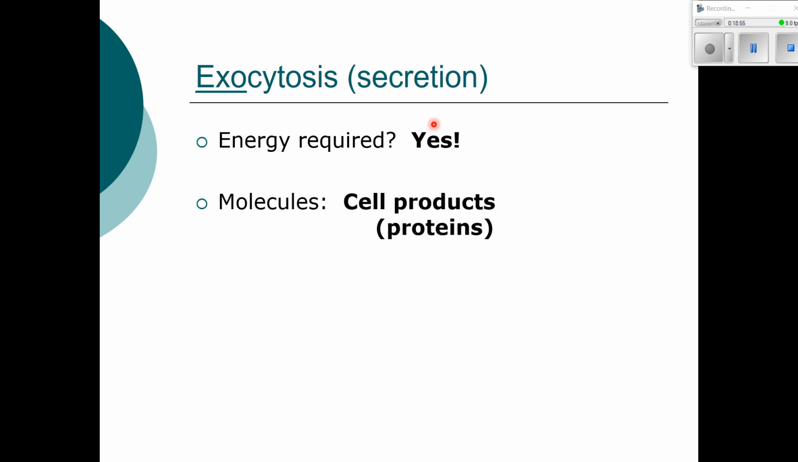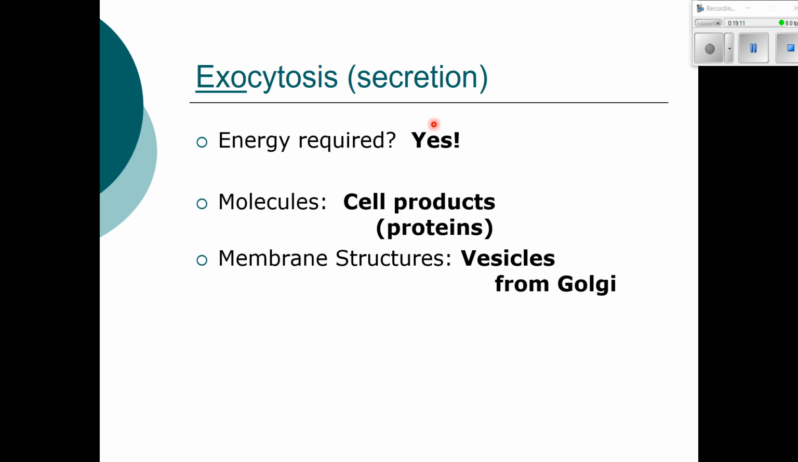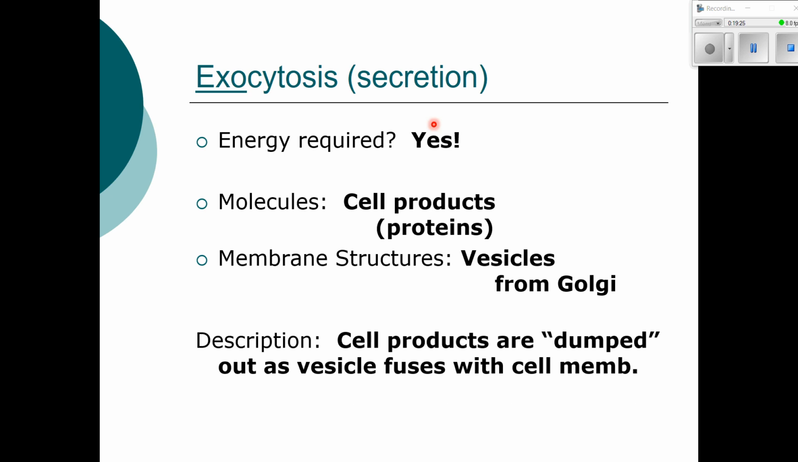Yes, it requires energy. All of the bulk flow processes require energy, both endo and exocytosis. But this is where some useful product, usually a protein like insulin, is being secreted or exited from the cell, starting out inside of a vesicle, but then eventually the vesicle fuses with the plasma membrane and the product is literally dumped out to the outside world or to the extracellular environment.